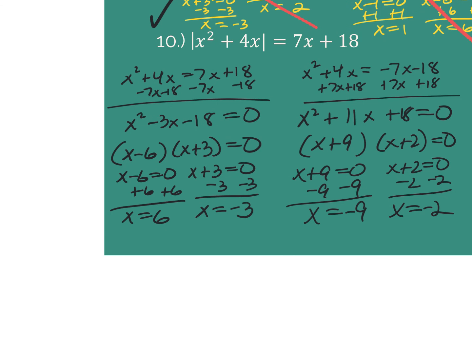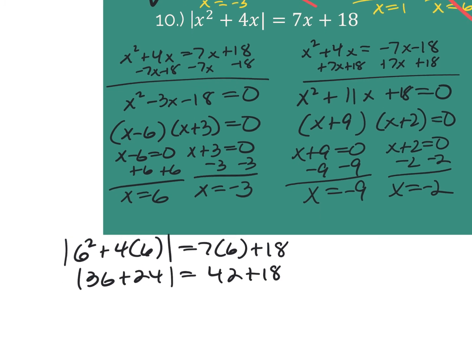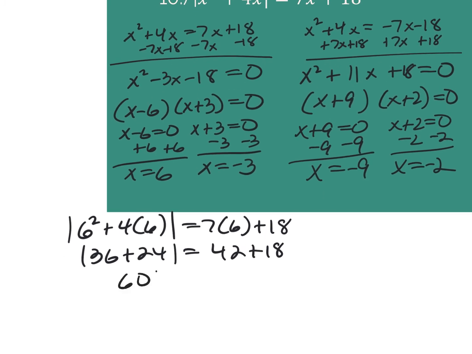So let's plug in the 6. So 6 squared plus 4 times 6 in absolute value bars, 7 times 6 plus 18. 36 plus 24, 42 plus 18. This gives me 60. This gives me 60. 60 equals 60. It checks. So x equals 6 is a good answer.